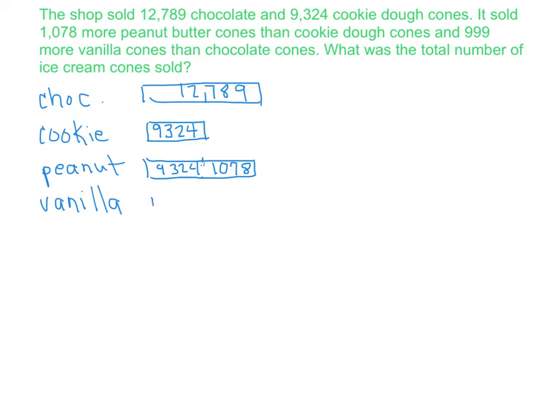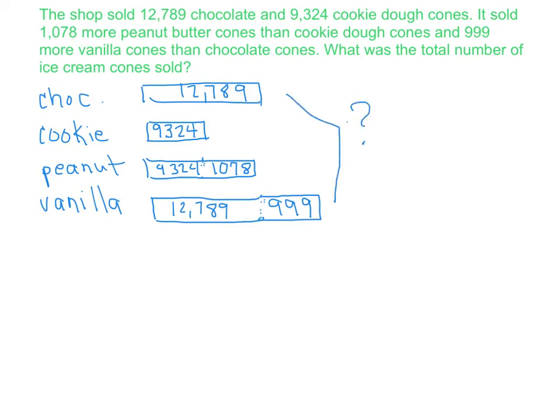So for vanilla, I'll try to draw a box that's about the same size as the chocolate, and I'll go ahead and put the 12,789 in there. So that's where it's the same size as the chocolate, but it sold actually 999 more than the chocolate. And of course, what I want to find out is how many ice cream cones did they sell all together.